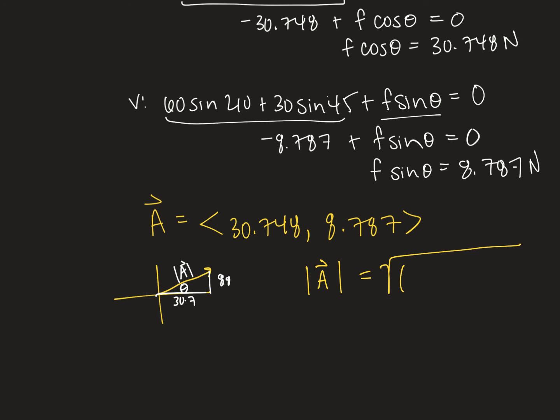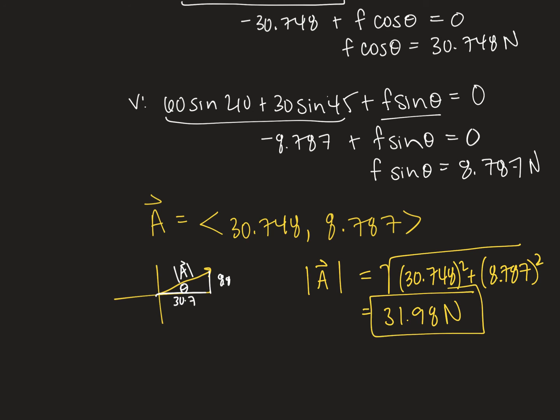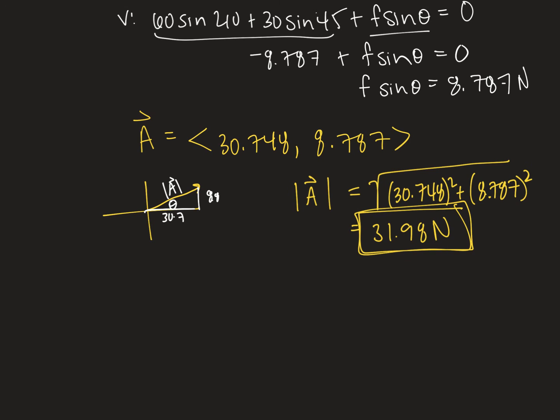So if I want to find the magnitude, so how strong is Austin, we're going to do Pythagorean theorem. And that's going to give us 31.98 newtons. So that's the magnitude, so that's how hard he's pulling. And then we want to figure out the direction he needs to pull so that the forces end up in equilibrium.